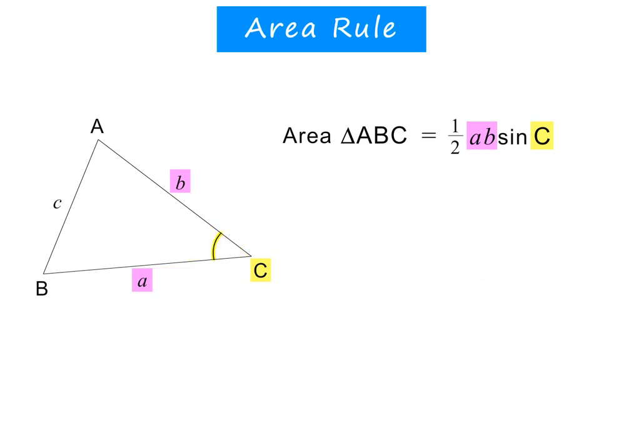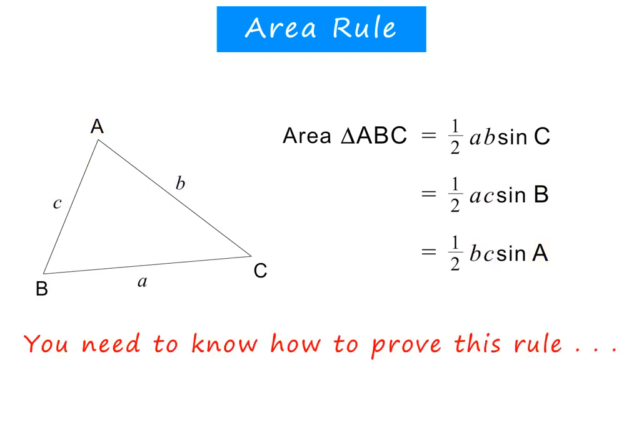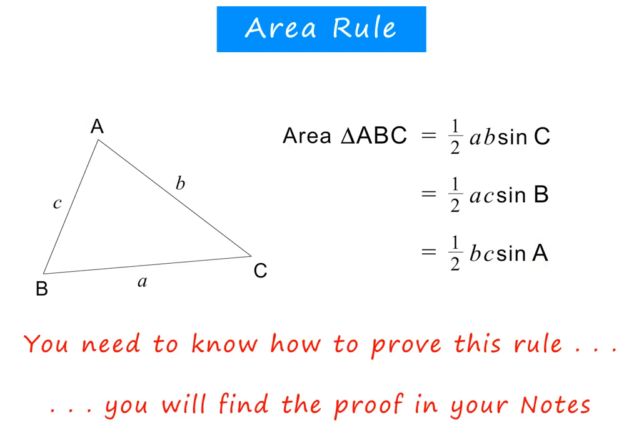In this example, angle C is the included angle. But please note, angle B can also be the included angle. This means we need to use sides A and C in the formula. And if we use angle A as the included angle, we need to use sides B and C in the formula. Please note, you need to know how to prove this formula. You will find the proof in your notes. Please learn it well.